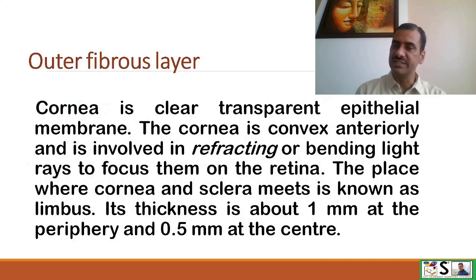Cornea is a clear, transparent epithelial membrane. The cornea is convex anteriorly and is involved in refracting or bending the light rays and focusing them on retina. The place where cornea and sclera meet is known as limbus. Its thickness is about 1 mm at the periphery and 0.5 mm at the center.